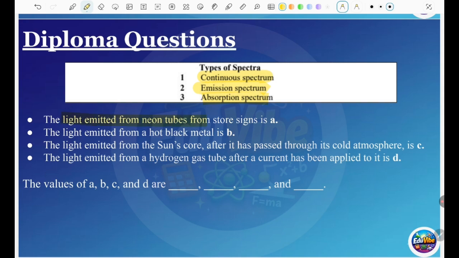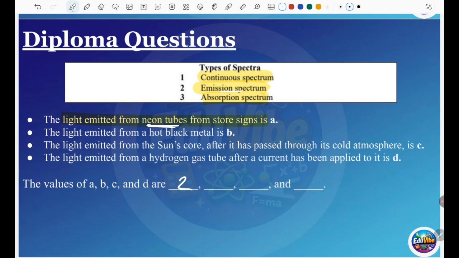First one is the light emitted from the neon tubes from store signs. That light emitted from neon tubes is called emission, because the emission is involved in this. We have the emitted light with the neon tubes. When tubes are involved and electricity is also involved, that is called emission. So the first one is 2.